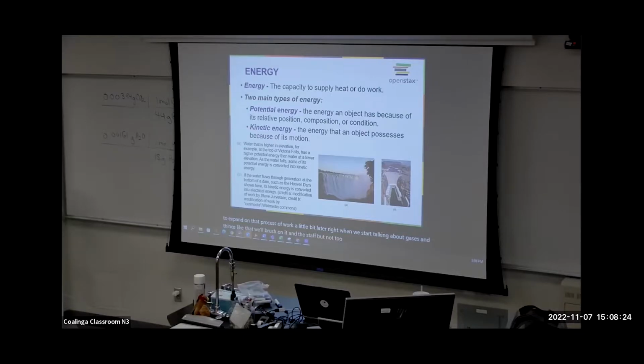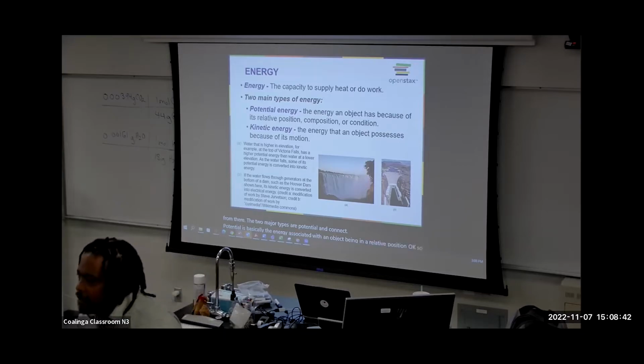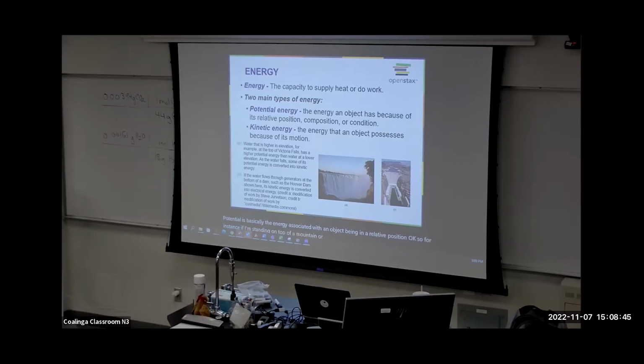So there are two major types of energy. They fall into two major categories, and then we can break them down further from there. The two major types are potential and kinetic. Potential energy is basically energy associated with an object being in a relative position. So for instance, if I'm standing on top of a mountain or a hill, or in this case, a waterfall, and I'm standing up there, right? So that has all potential energy. Now, that's just on position because it's height. Physics, you know this, right?